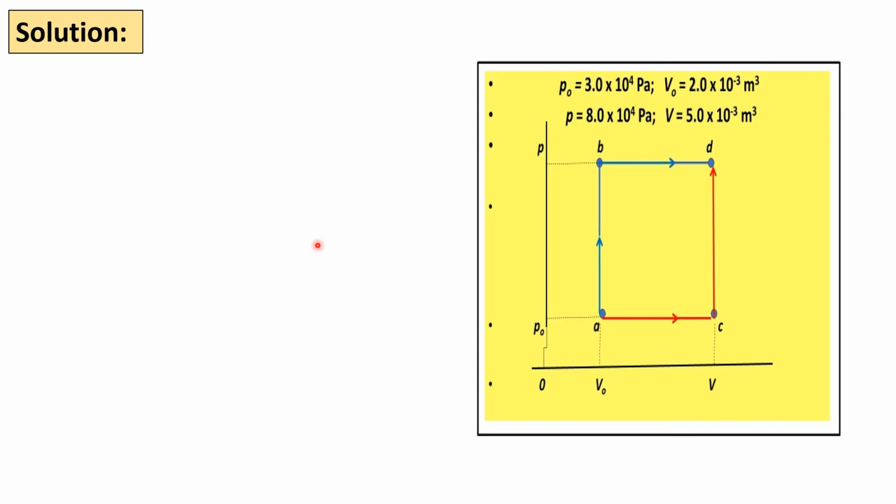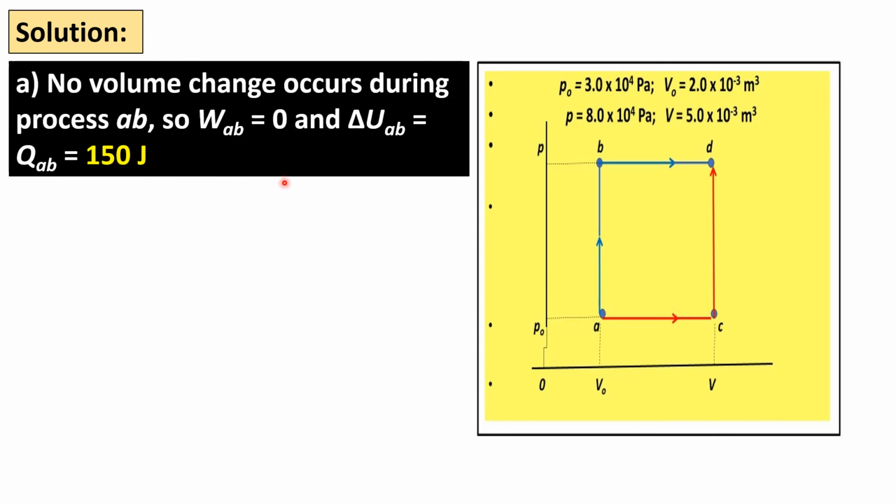In answering the first question, letter A, where we are looking for the change in internal energy delta U along the path AB, we take note of the fact that process AB is an isochoric process where the work done is equal to 0 because there is no change in volume. But the amount of heat absorbed by the system is given as 150 joules. So it follows that the change in its internal energy, delta U AB, is also equal to that amount of heat absorbed, which is 150 joules.